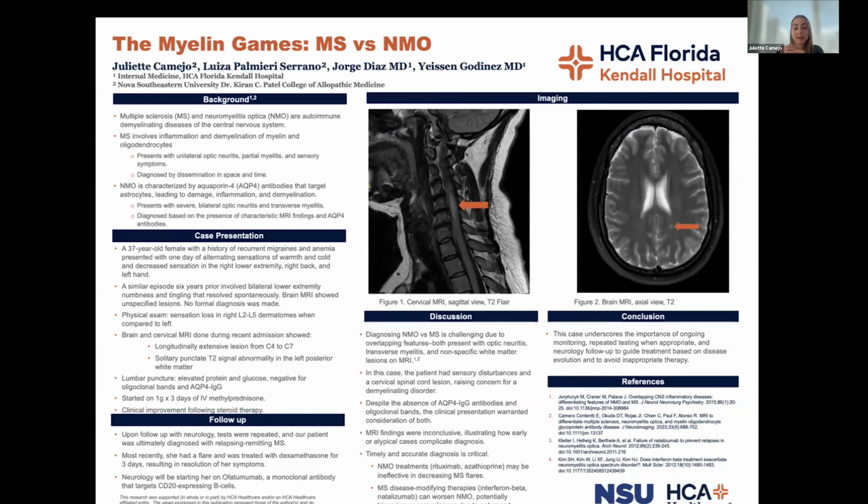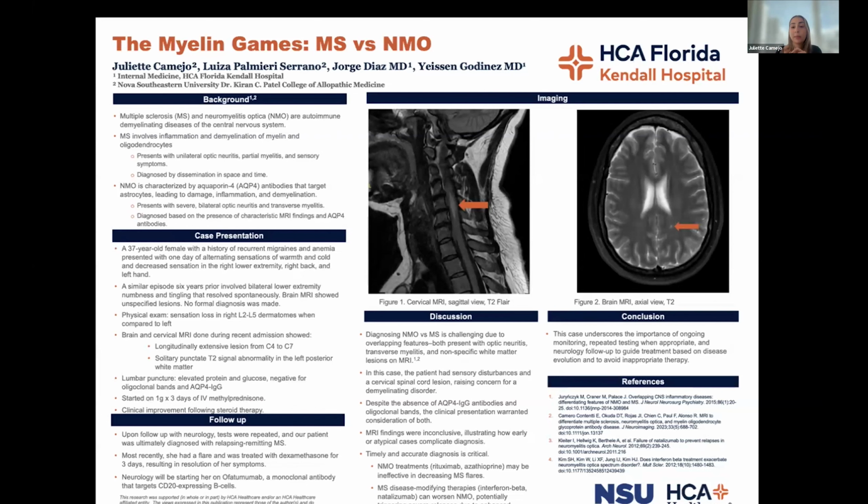The case highlights the diagnostic dilemma when a patient presents with overlapping features of MS and NMO. Both can present with myelitis and nonspecific white matter changes, making it hard to differentiate, especially in the early stages, and especially when both aquaporin 4 IgG antibodies and the oligoclonal bands on the CSF are negative, as was our case here. It's important to recognize that mistreatment can cause harm.